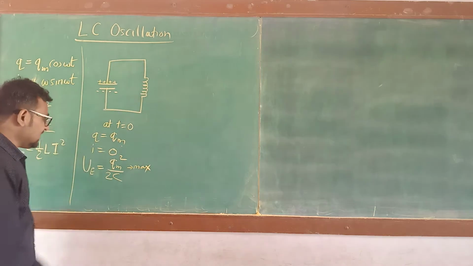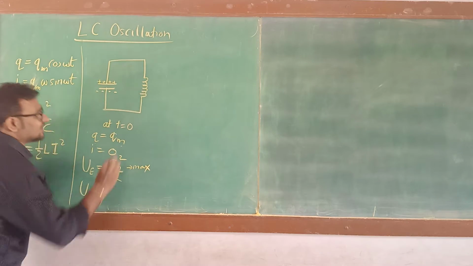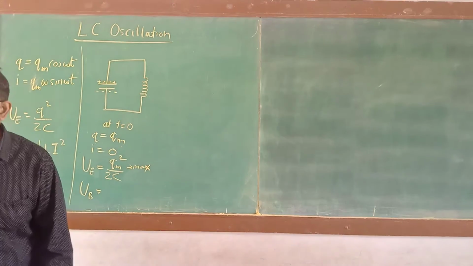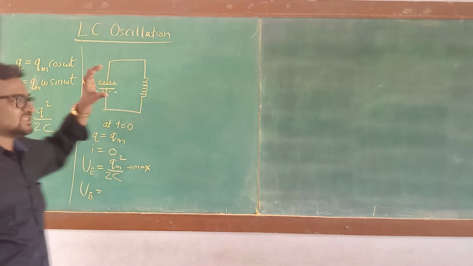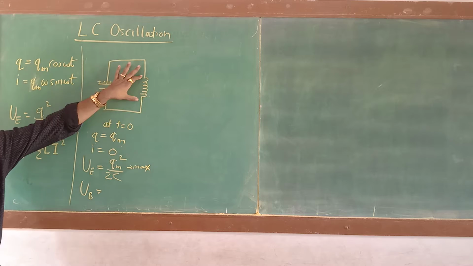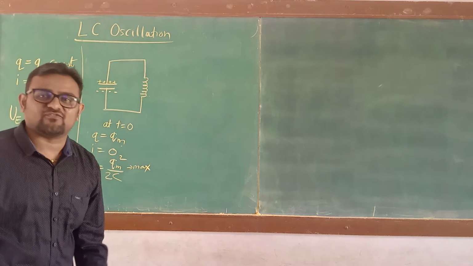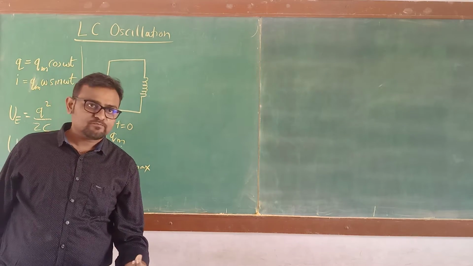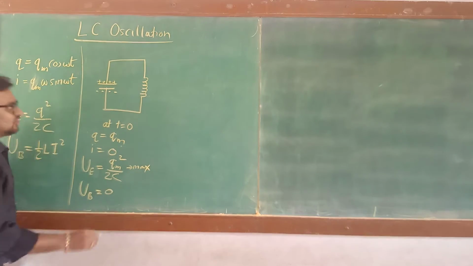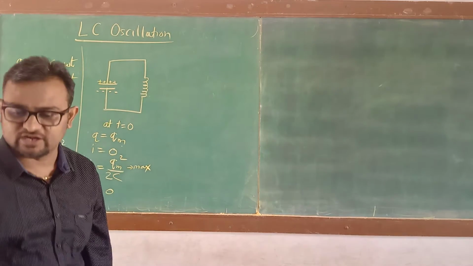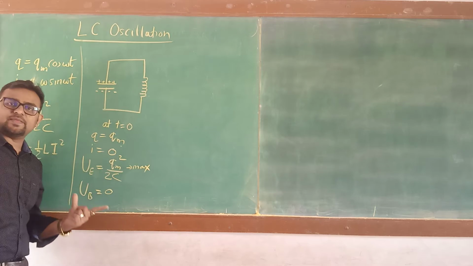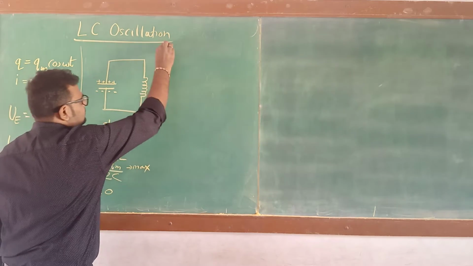Clear? On the other hand, the energy in the inductor is stored in the form of magnetic field. See, in a capacitor the energy is stored in the form of electric field, and in an inductor the energy is stored in the form of magnetic field. Clear? So now as current is 0, half Li square is equal to 0. So this is the initial condition. In this condition, the energy in the capacitor is maximum and the energy in the inductor is 0.